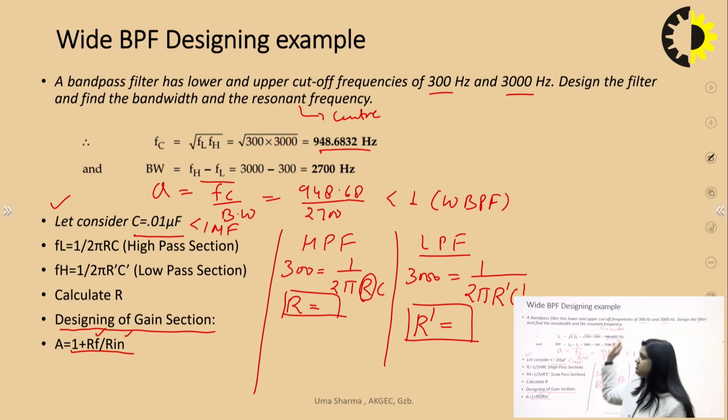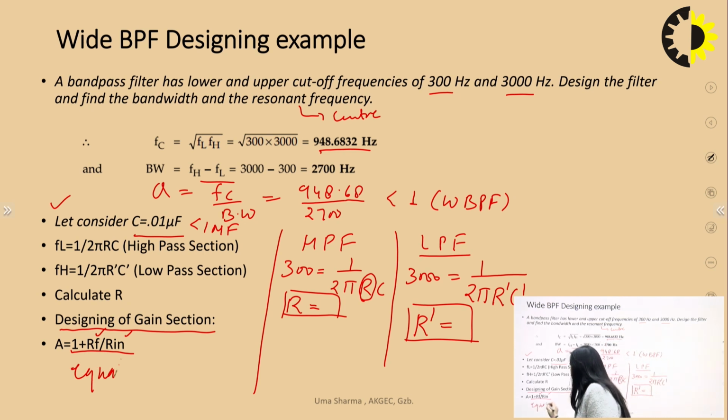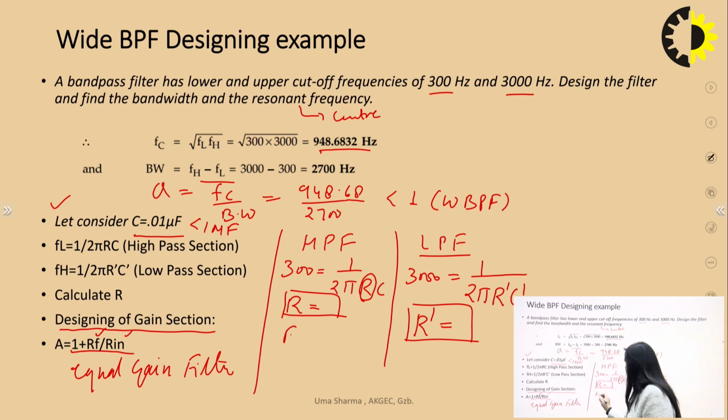In this question, gain is not given. If gain is not given, and I am repeating, if gain is not given in the question, you can design an equal gain filter. For this, you have to assume the value of R in to be less than 100 kilo ohms, any value less than 100 kilo ohm. Let's say I have assumed R in equals 50 kilo ohm.